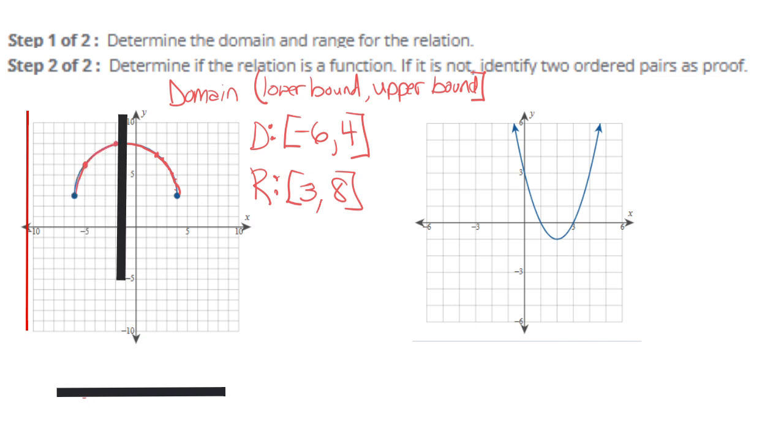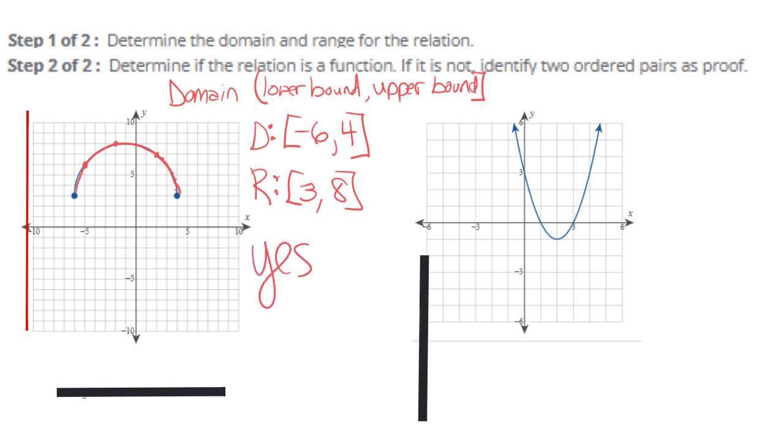Does it ever hit more than once? Do I ever end up with the same x value going to 2 different y values? And the answer is it doesn't hit more than once. That's a good thing. That means it is a function. So I would write, yes, it's a function, and then I don't have to worry about identifying the 2 ordered pairs.